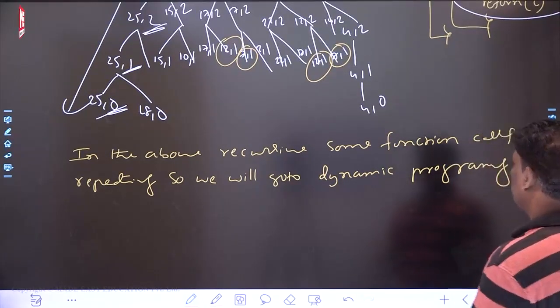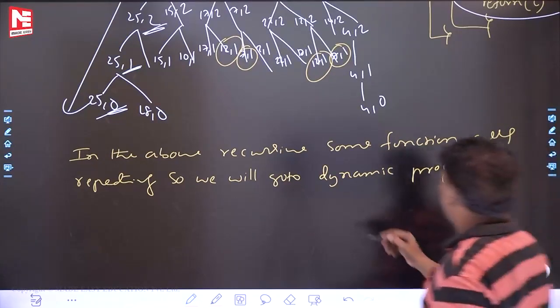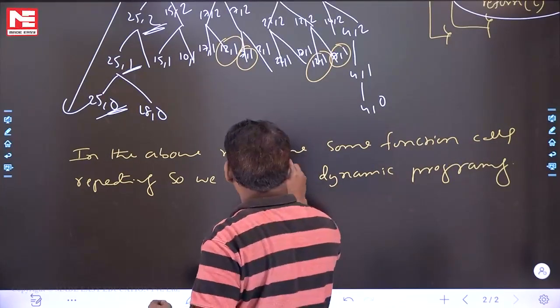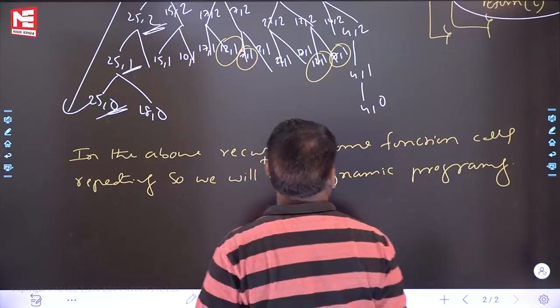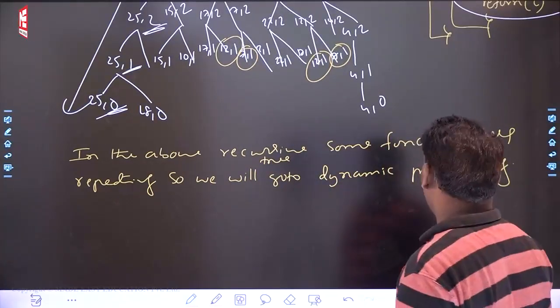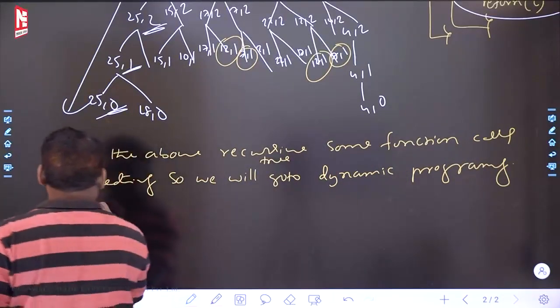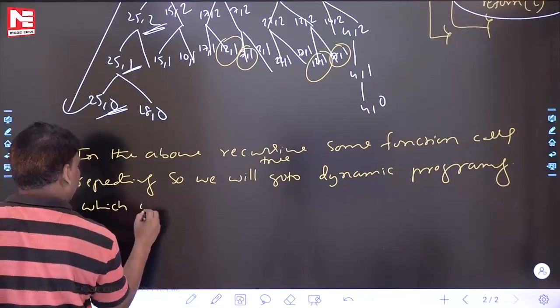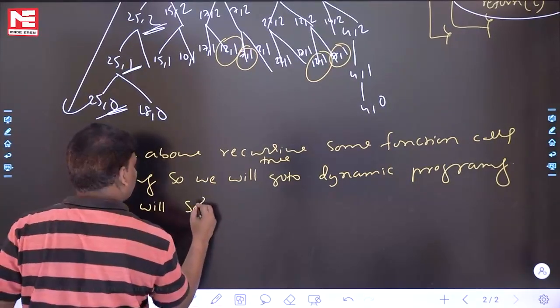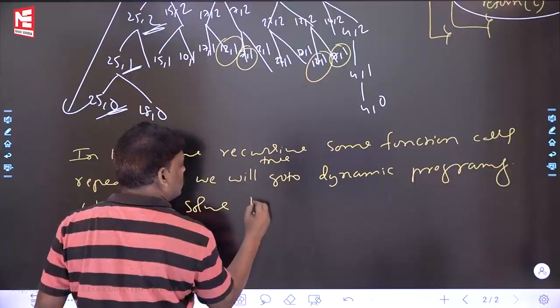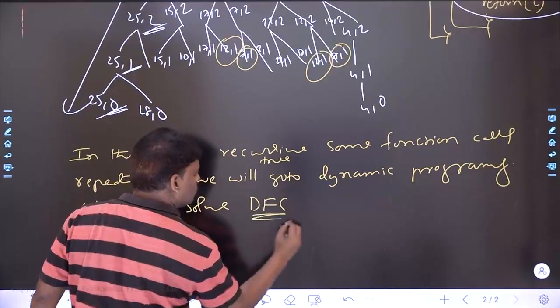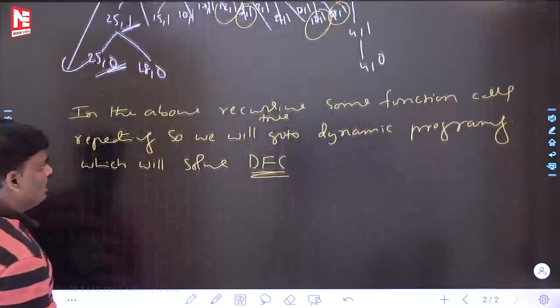In the above recursive tree, this is a recursive tree, some function calls are repeating. So we will go to dynamic programming, which will solve distinct function calls. Right? Next one, you know very well. What is the next one?